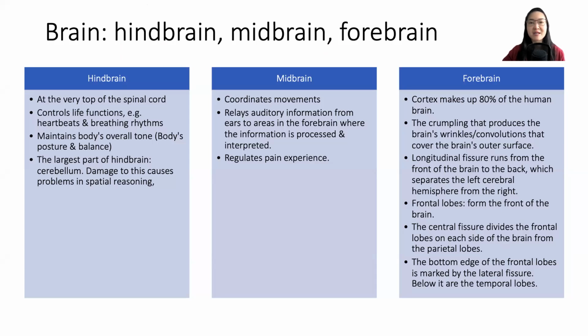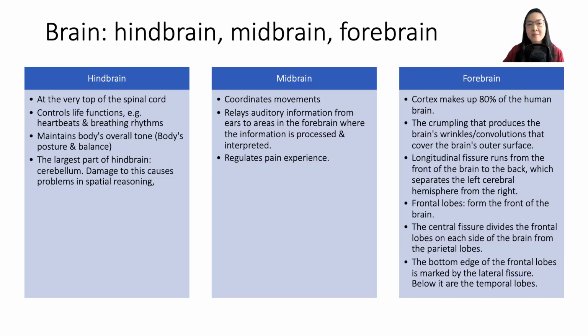Brain: hindbrain, midbrain, and forebrain. Hindbrain. The hindbrain is located at the very top of the spinal cord. It controls life functions, for example, heartbeats and breathing rhythms. The hindbrain maintains the body's overall tone, posture, and balance. The largest part of the hindbrain is the cerebellum. Damage to it causes problems in spatial reasoning.